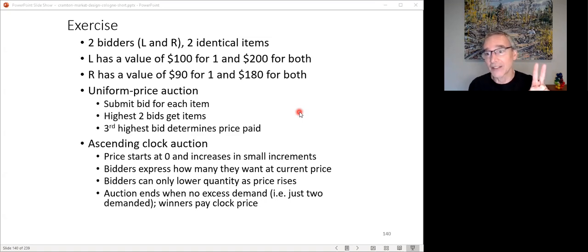So that sounds like a good strategy, but there's a better strategy. And the better strategy is to recognize that in order to win the 2 items, you have to bid the price up to at least 90, because there's no way Sebastian's going to drop out before 90, because otherwise he gets nothing, and he might as well hang in there until 90.